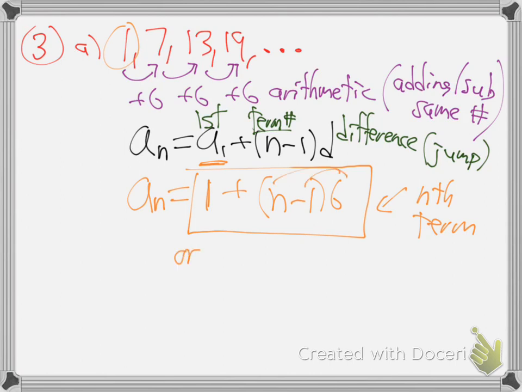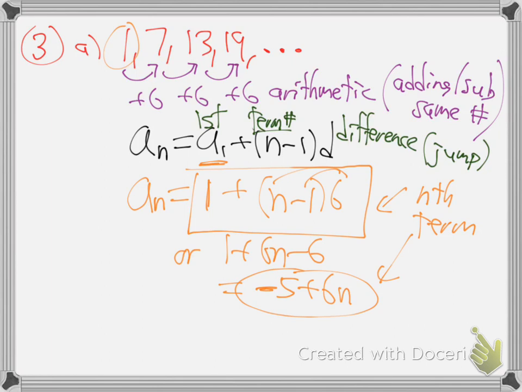Or you could distribute here and get 1 plus 6n minus 6, which equals minus 5 plus 6n. That's okay too. Either one, I don't care. I'm good on a test with either one. They're both right. Good so far? Those are the nth term formula.